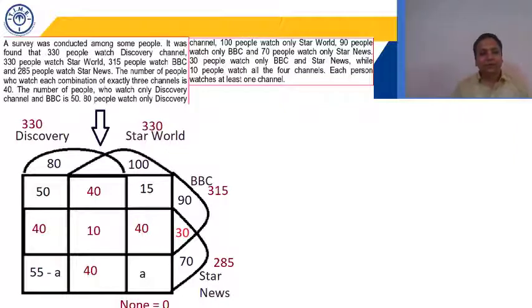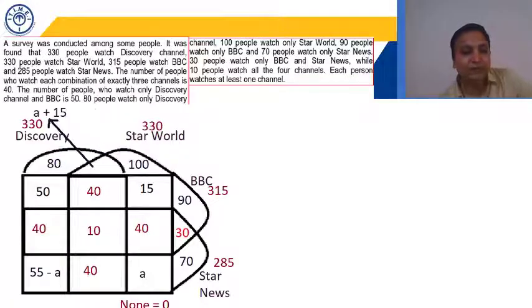Let's add. 80 plus 40 is 120. 120 plus 10 is 130. 130 plus 40 is 170. 170 plus 50 is 220. 220 plus 40 is 260. So 330 minus 260 is 70. So 70 is the sum of 2 regions. One is left, another is 55 minus A. So when from 70 we subtract 55 minus A, we get A plus 15, which is the value of this region.